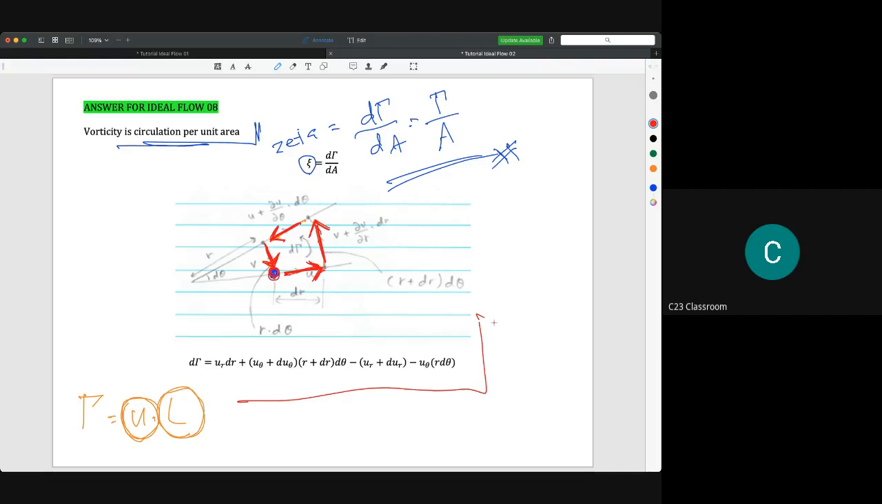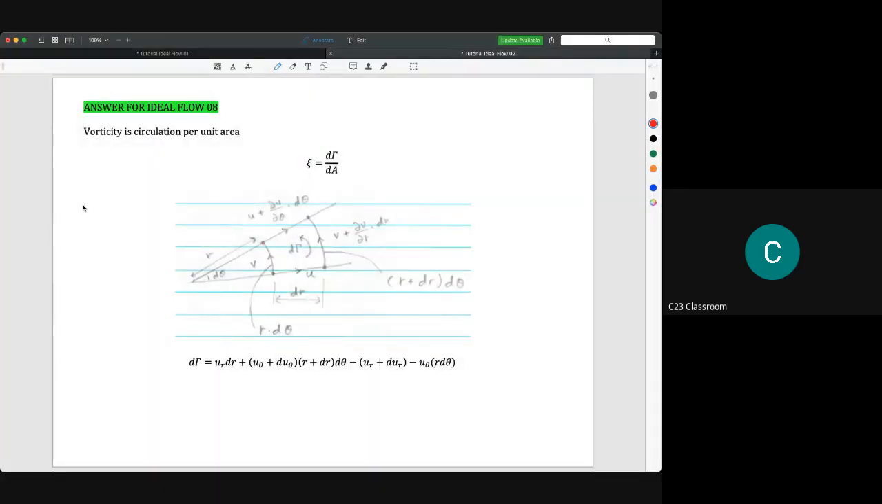So you have u_r d theta plus (u_theta plus du_theta) (r plus dr) d theta, and then you have this one and you have this one. I already discussed this in my notes. You may see a video about it. So this is just the answer for this circulation from this diagram. You may also write the diagram more simply, for example, for the u as v plus dv and dr. It is okay to write it like this.